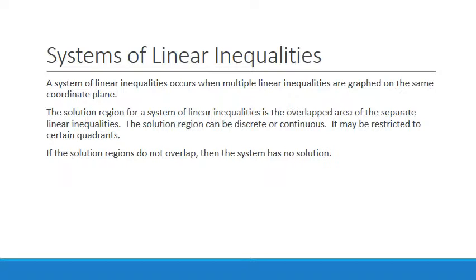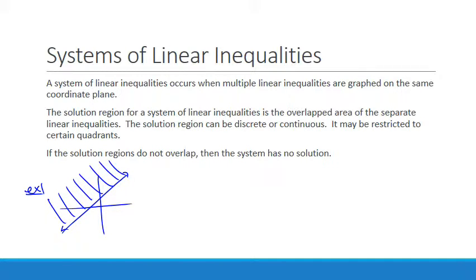So let's look at an example of that. Let's say I have a solid line here, and my answers are over there. So that's my one inequality graphed. And then we'll say I have another linear inequality going like this, and its solution region is down here. Well, the solution region for this system would be the area where both of them overlap. So this would be the solution region for that system.